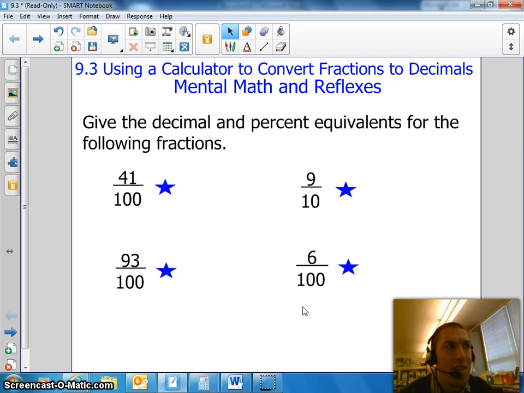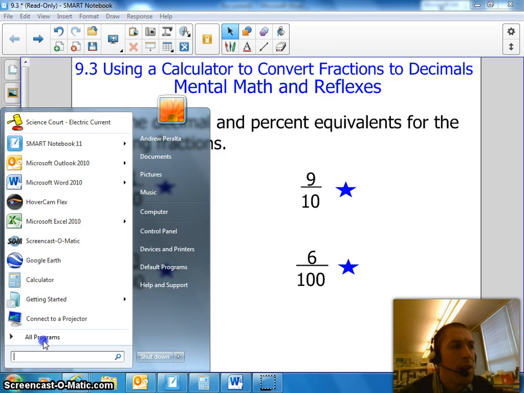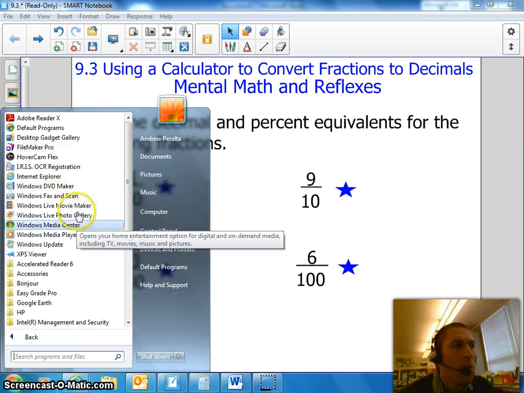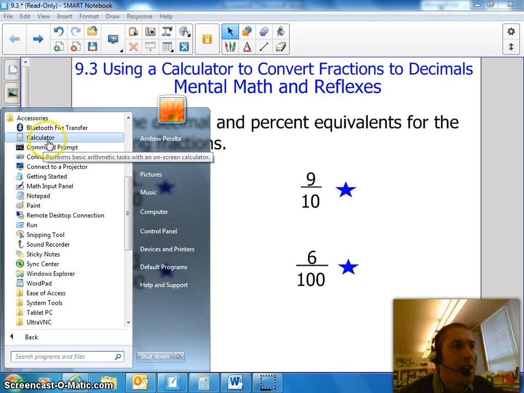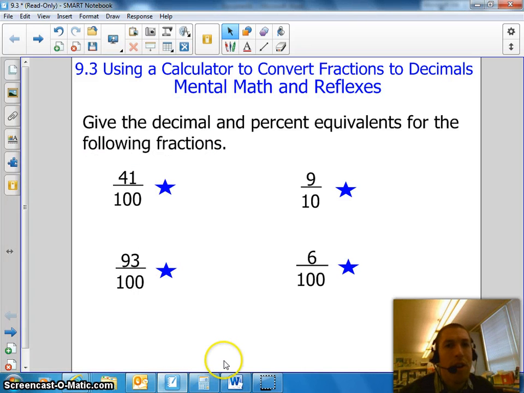So today's lesson is going to be on using a calculator to convert fractions and decimals. At some point today, make sure you have a calculator available. If you need one, I always go to the menu here, go along to accessories, and you can find the calculator in here. I know iPads and all the cell phones have a calculator too, or you can just pull out an old-fashioned calculator if you have one.